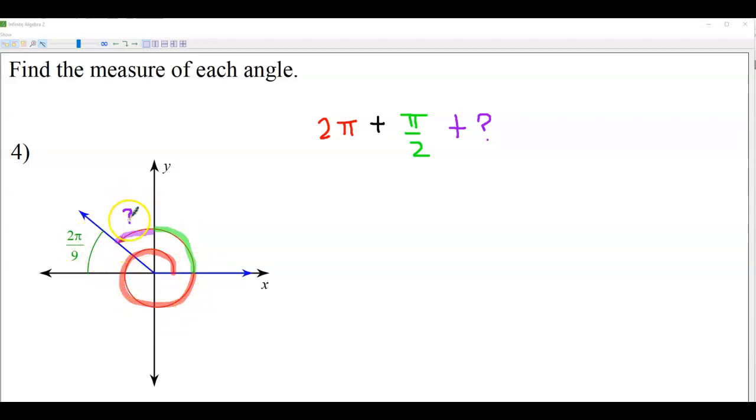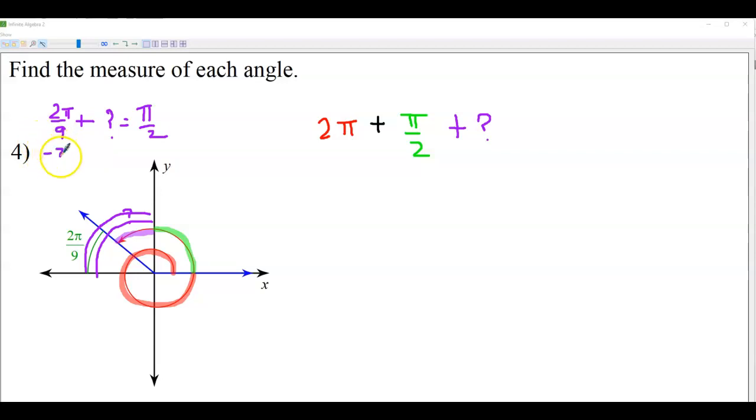So how do we find the missing piece when we're dealing with radians? Well, in kind of a similar way that we did the degree one, it's just that instead of each quadrant equaling 90 now, we say each of these quadrants equals pi over 2. So I know that this 2 pi over 9, if I add this angle to this missing piece, which I don't know yet, so I'll just call it question mark for now, that should give me the full quadrant, which is pi over 2. And so we just need to solve this equation here.